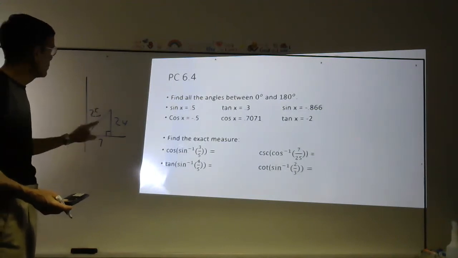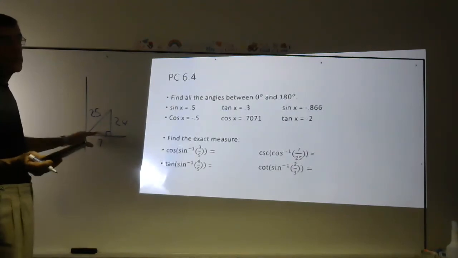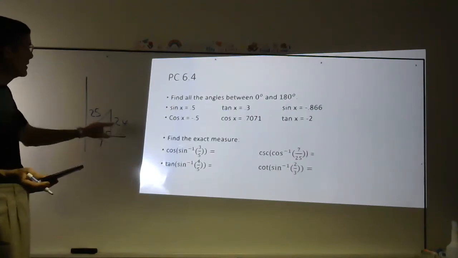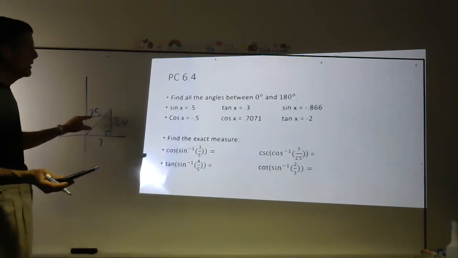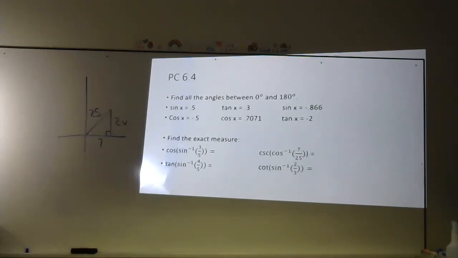Now, what is the cosecant of that angle? Cosecant is the reciprocal of sine. So if sine is 24/25, the cosecant would be 25/24. And those are exact answers.